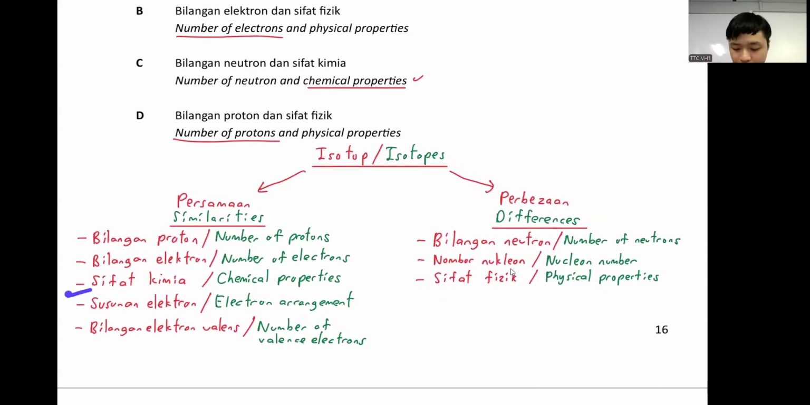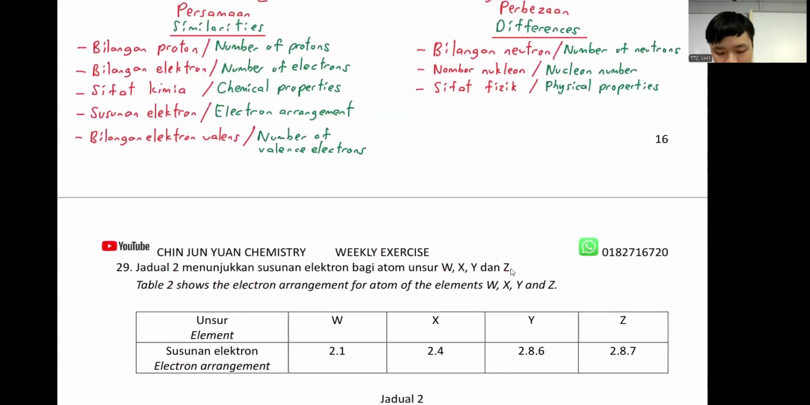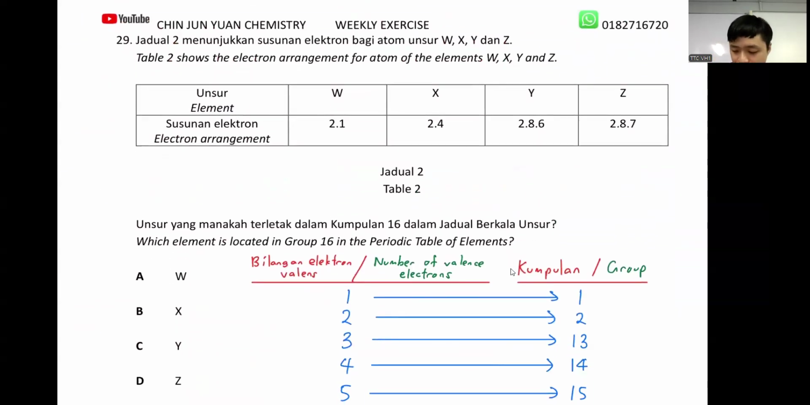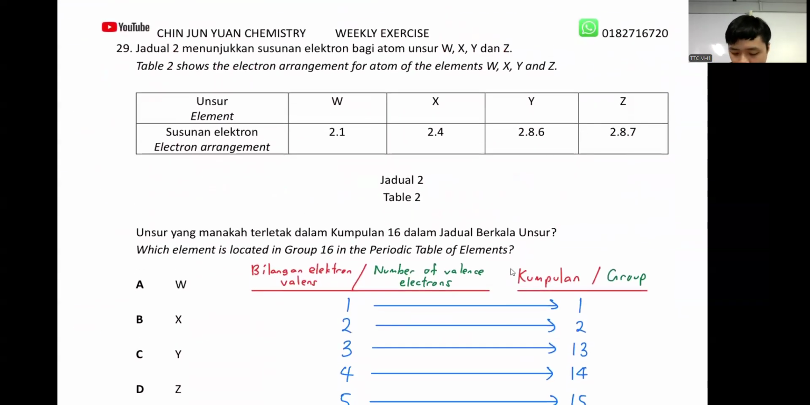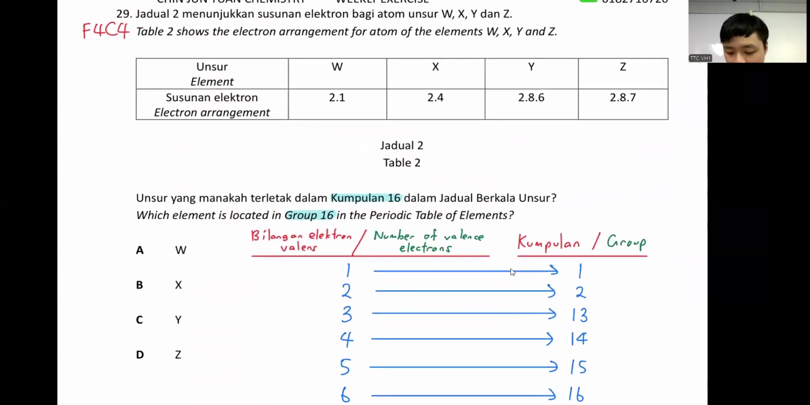Okay, you can look through yourself again. Which are the similarities? Which are the differences? 差别, perbezaan. Okay. 29. Form 4, chapter 4. Which is located in group 16, kumpulan 16? So easy, for those who still don't know.